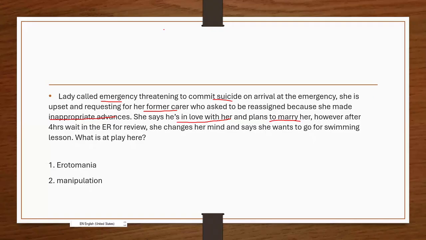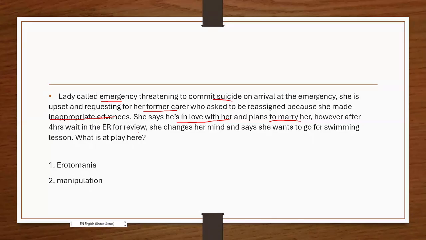Okay, all of you think it is answer 1, erotomania. Yes, very good. That is the play here. Now, what is erotomania? In erotomania, the person believes that someone else is in love with her. Now, think of this lady. She thinks that the doctor is in love with her, and that the doctor plans to marry her, and that is a delusion that she's having. She firmly believes that. So that's a delusion, and she thinks that person is in love with her.